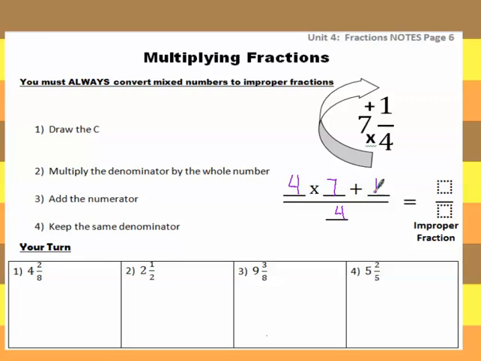Then we solve all the numbers across the top. 4 times 7 gives you 28, plus 1 gives you 29. So my numerator is going to be 29, and my denominator stays the same, so it's over 4. 29 over 4.